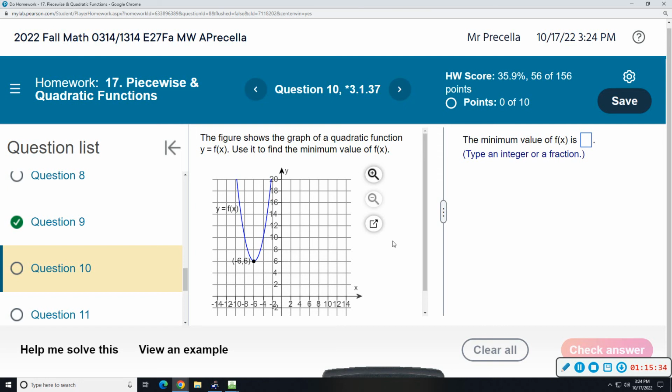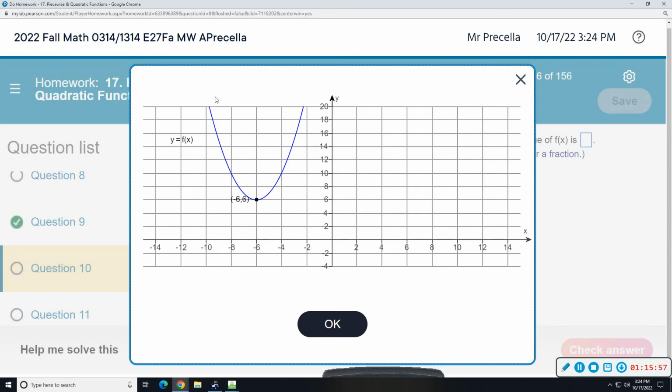It says, the figure shows the graph of a quadratic function where y is a function of x. Use it to find the minimum value of f of x. Remember, f of x is the same thing as y. So you're looking for the minimum value of y that's on the graph. What's the smallest y value on that blue graph? I'll blow this up. What's the smallest y value on there?